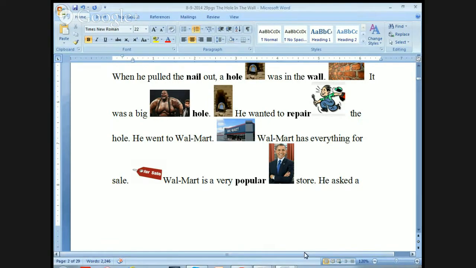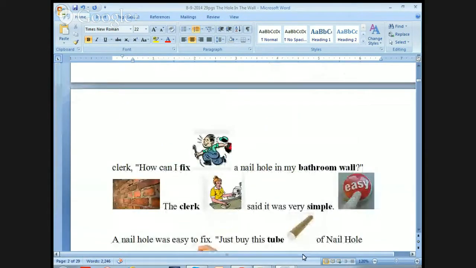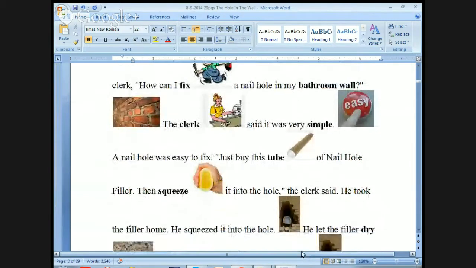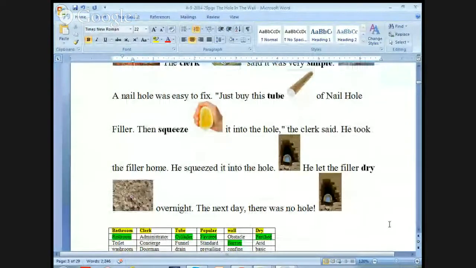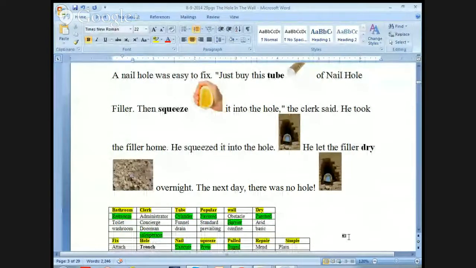He asked the clerk, how can I fix a nail hole in my bathroom wall? The clerk said it was very simple. A nail hole was easy to fix. Just buy this tube of nail filler. Then squeeze it into the hole, the clerk said. He took the filler from me. He squeezed it into the hole. He left the filler to dry overnight. The next day, there was no hole.